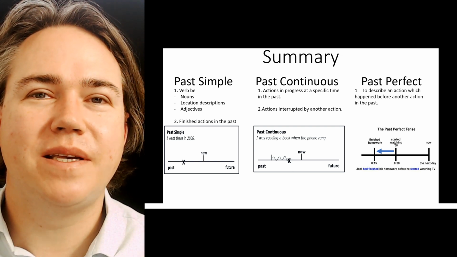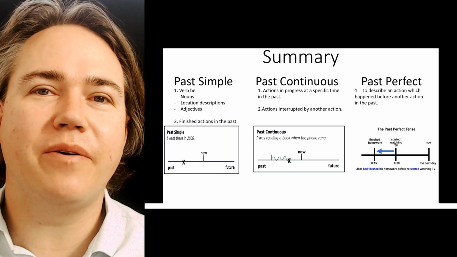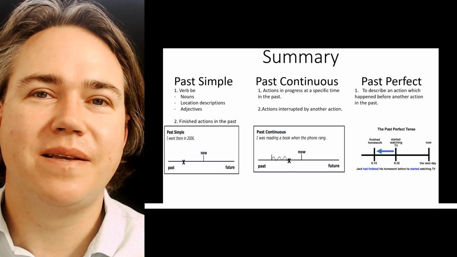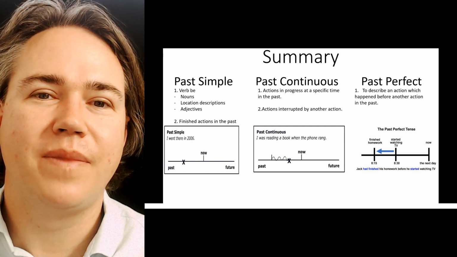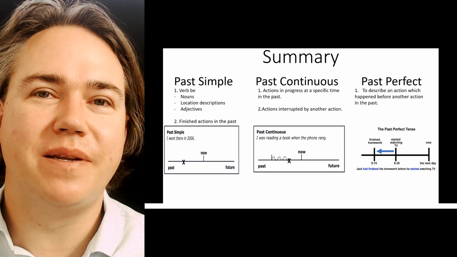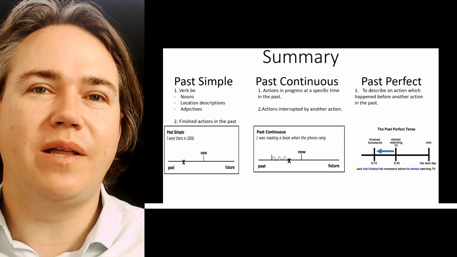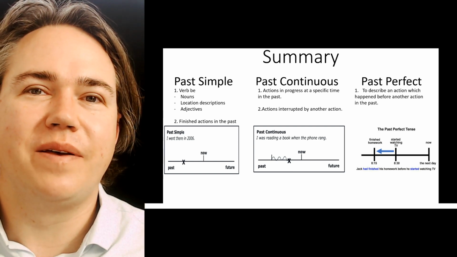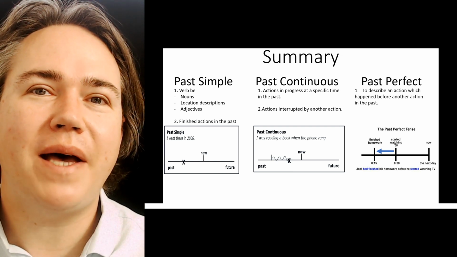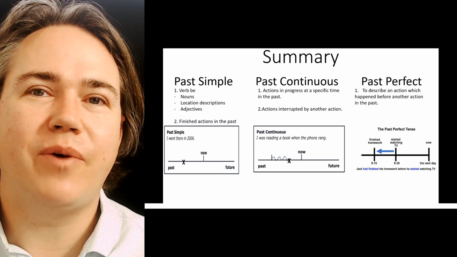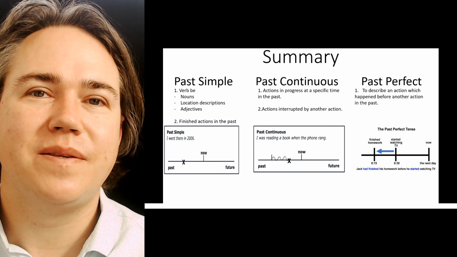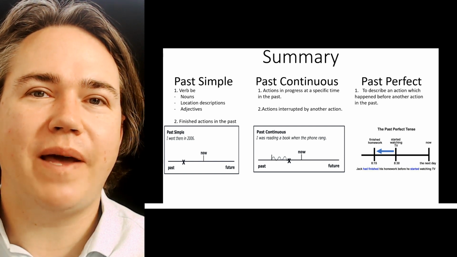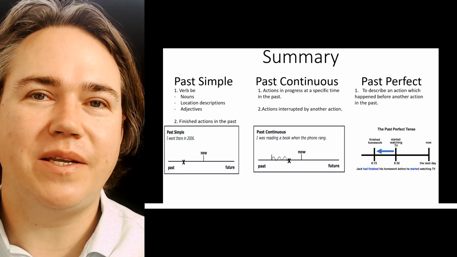Past continuous, it's an action in progress at a specific time in the past. For example, at 6 o'clock yesterday, at 7 o'clock yesterday. Or when an action is interrupted. For example, I was walking along the street when I fell over. The past perfect is used to describe what happened before another action in the past. So for example, I couldn't get into my house. Why couldn't you get into your house? Because I had lost my keys.